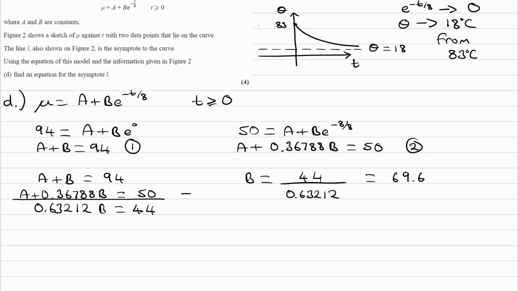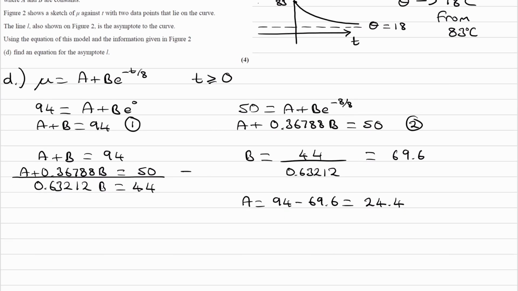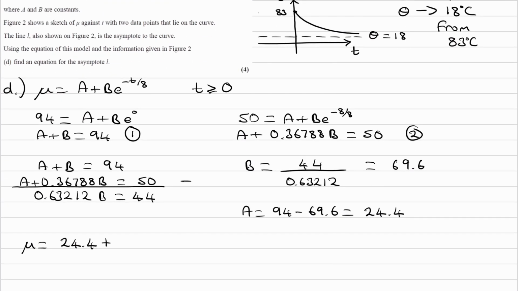69.6. And then a would be equal to, if we look at equation 1, a is equal to 94 minus b. So 94 minus 69.6, which ends up being 24.4. So a is 24.4. So our equation is then mu is equal to 24.4, which is a, plus b, where b is 69.6, e to the power of minus t over 8.